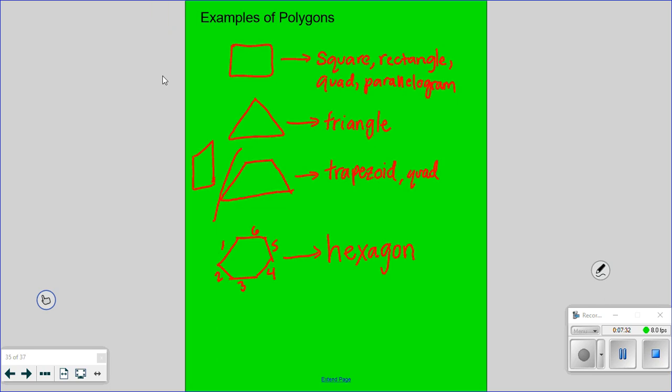What about this shape? That's a parallelogram. This is a what? Parallelogram. We could call it a parallel.